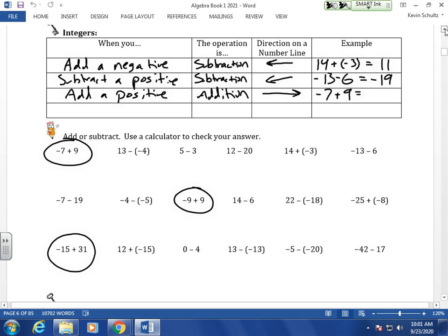What number do we end at? What is negative 7 plus 9? 2. Positive 2. Okay. If you're thinking, wait, wouldn't negative 7 plus 9 be negative 16? If you think of a number line, negative 16 is to the left of negative 7. But our operation indicates we're going to the right. Okay, so really be thinking about where am I starting, which direction am I going.